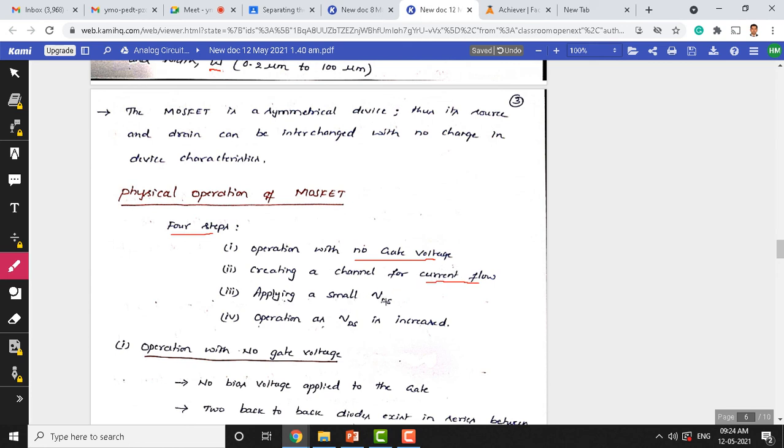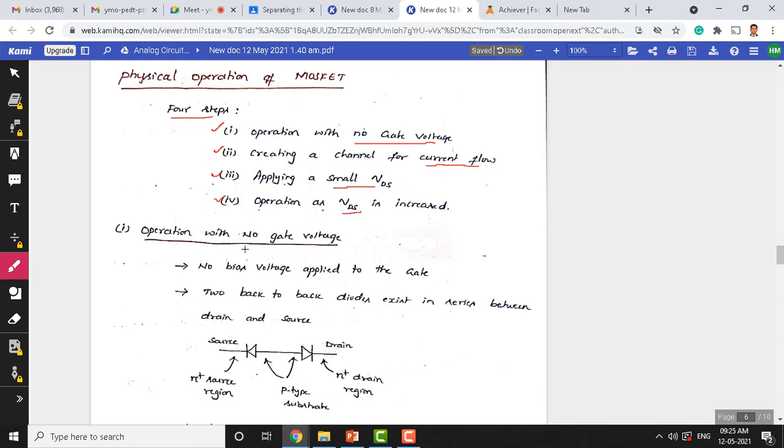Then later we will try to see the device when a small amount of drain source voltage is applied. Another case is when the same drain source voltage magnitude is increased, what will happen within the device. In this way we have 4 different steps to understand more about MOSFETs. Let's try to understand the first step, operation with no gate voltage.